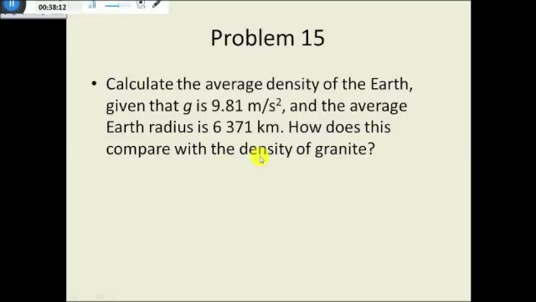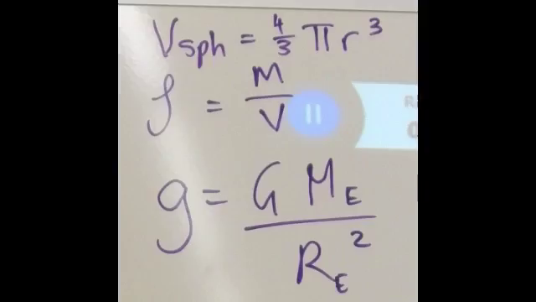Second last one: calculate the average density of the Earth, given that G is that value, and the average Earth radius is 6,371. How does this compare with the density of granite? So I want you to calculate the average density of the Earth. Pretty much using this equation, but then who remembers how you calculate density? I struggle to remember equations, so I try to use units. Density is kilograms per meters cubed. So obviously density is equal to mass over volume.